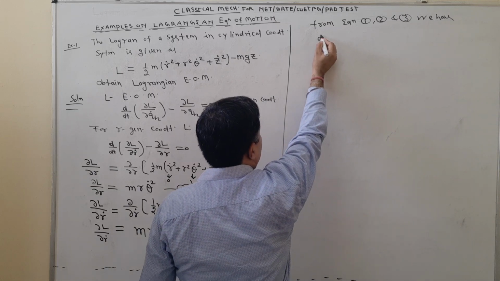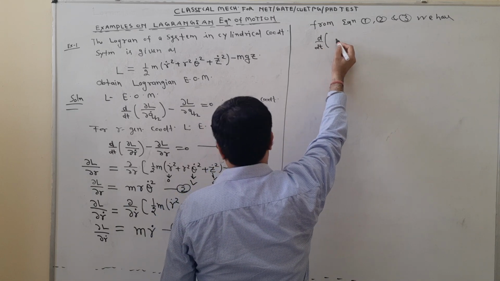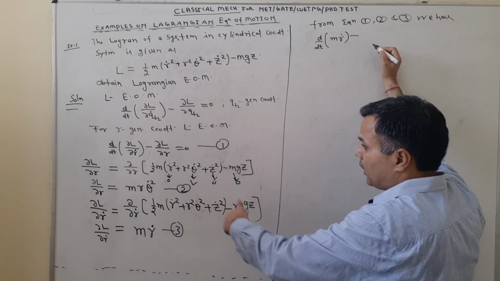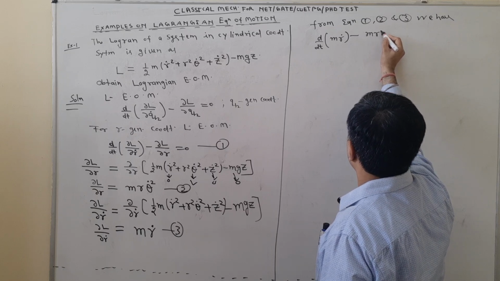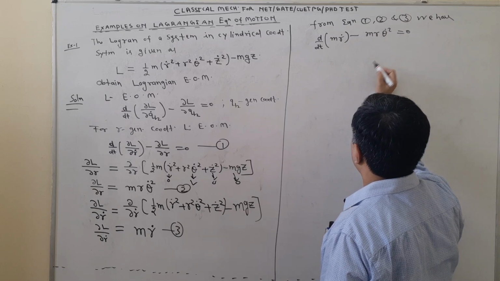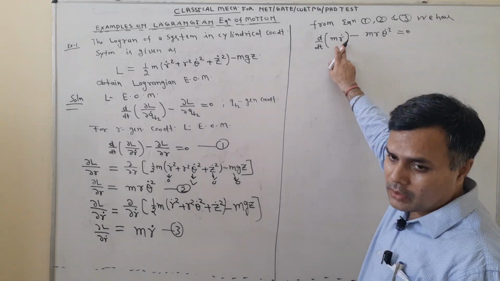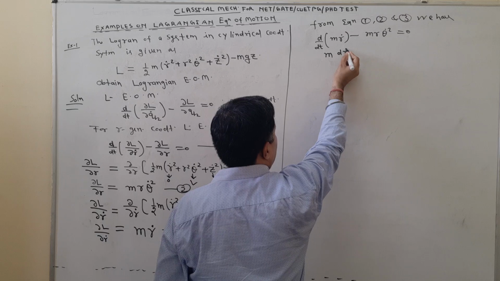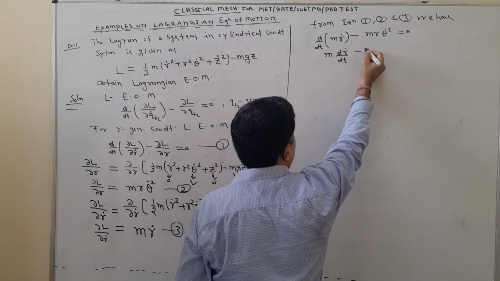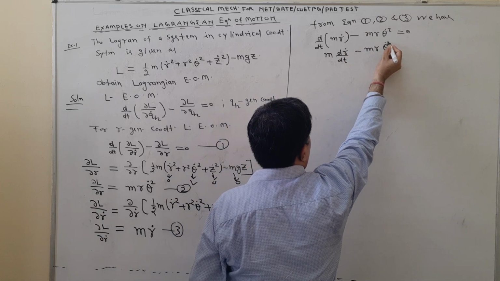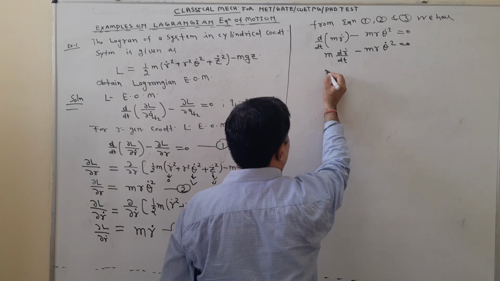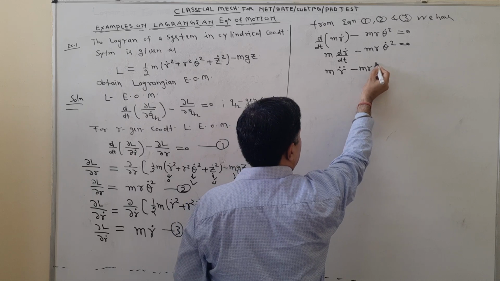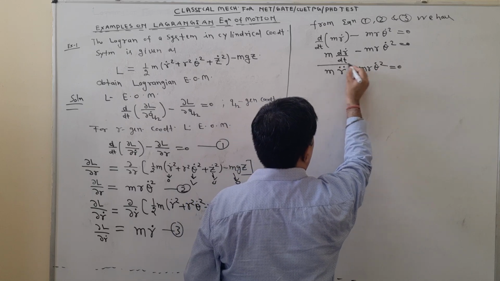Now putting the value of del L by del R dot, which is simply M R dot, minus del L by del R, which is M R theta dot square. So now differentiating with respect to R dot, this will give dr dot by dt, M R theta dot square equal to 0, or this can be written as M R double dot minus M R theta dot square equal to 0.